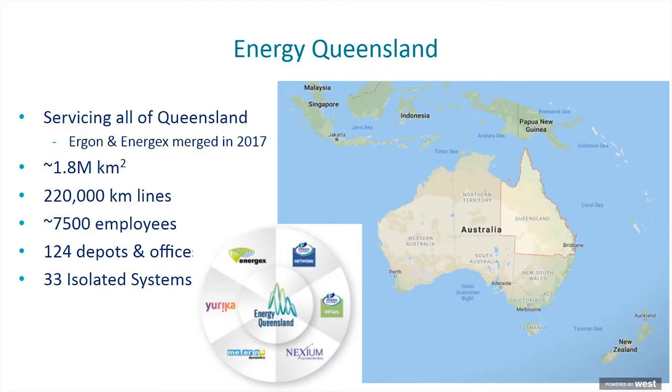Energy Queensland, that's where we're sitting in our little part of the world. We are the result of a merger between Ergon Energy and Energex back in 2017. We have a fairly large land area and a lot of lines, but when it comes to comparing our customers for our area, it might be considered a low customer density.